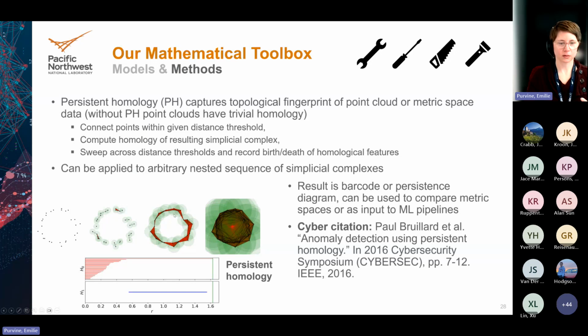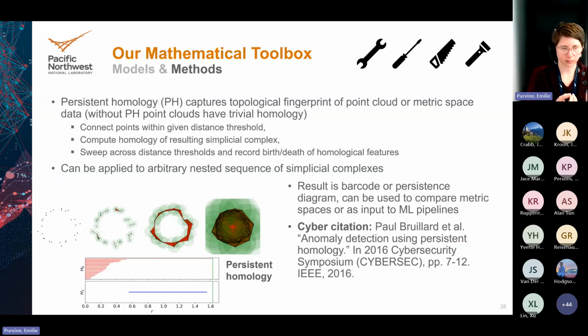And at some point, when I connect points that are far enough away, as I sweep up that distance threshold, that ring will be filled in. And the distance thresholds at which those structures, the rings and the voids, show up is the birth of that feature, and where they get filled in is the death of that feature. And so what you end up with when you do this thing called persistent homology to identify the birth and death thresholds of these features is a fingerprint of the topological structure of basically the point cloud.